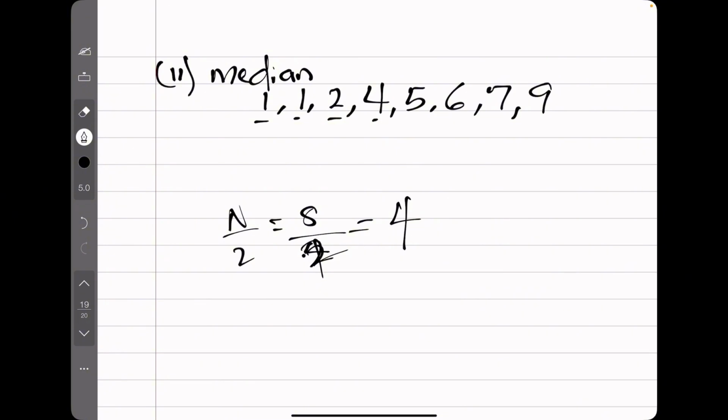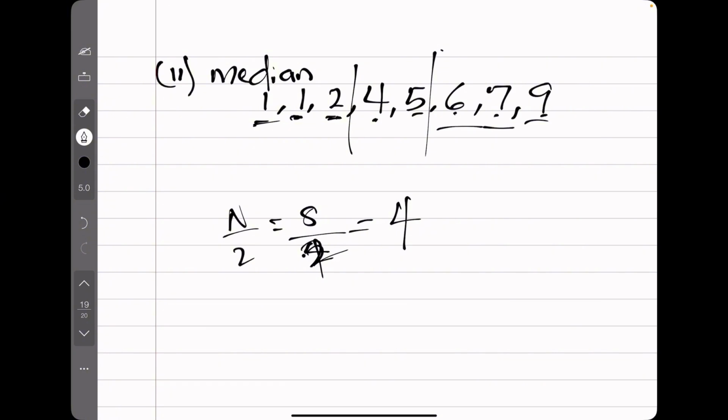So n over 2 is 8 over 2, which is equal to 4. So 1, 2, 3, 4, 5, 6, 7, 8. Counting from behind, 1, 2, 3, 4, as well as from the front. So we happen to have two numbers in the middle, and that is the median.